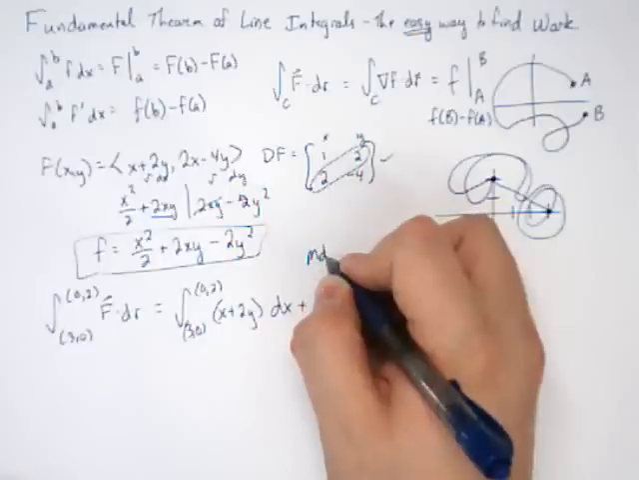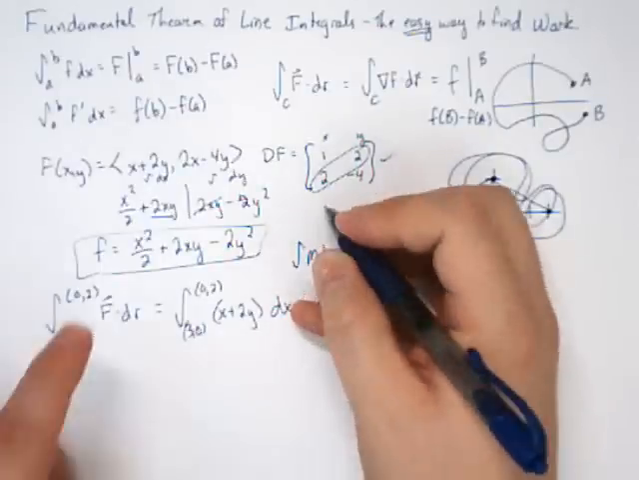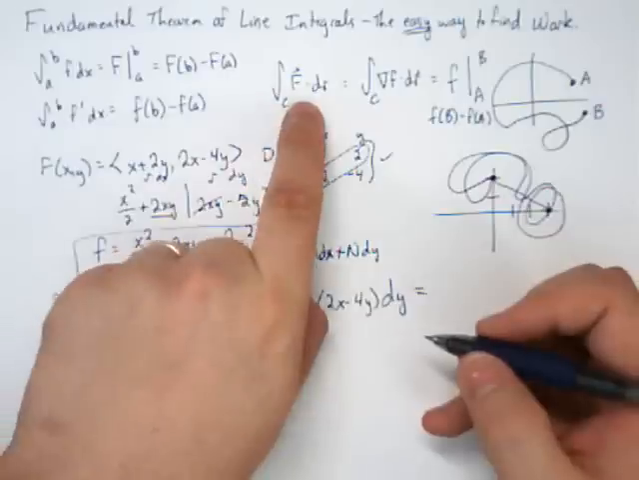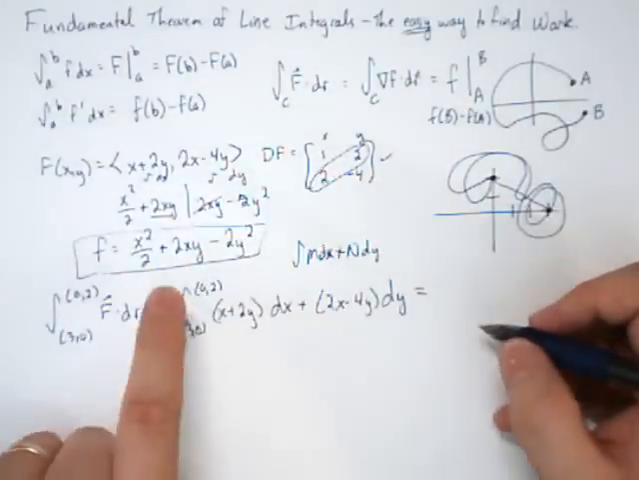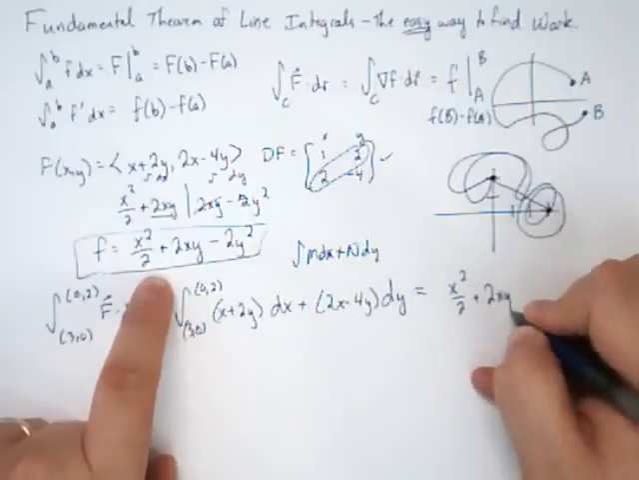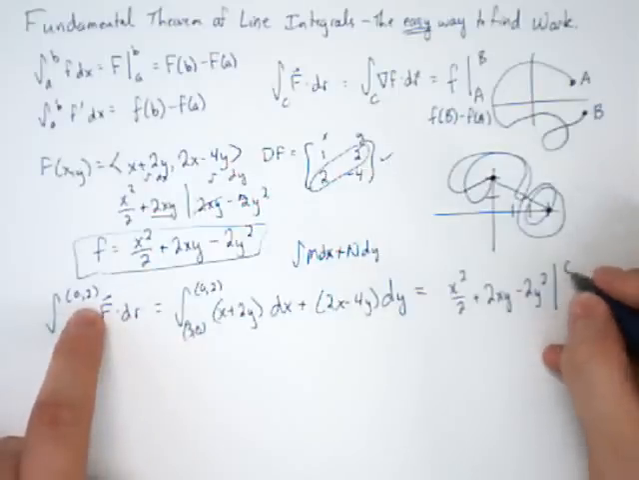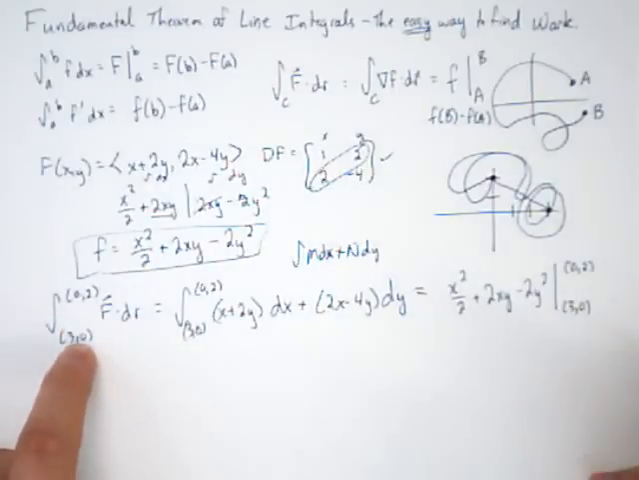Does that look like an M dx plus an N dy? Here's your M, here's your N. Just put them in. That's work. Well, the fundamental theorem of line integrals says I can do that by just taking the potential, which I found, x squared over 2 plus 2xy minus 2y squared, and I just have to plug in the points. (0, 2) would be the end point. (3, 0) would be the start point.